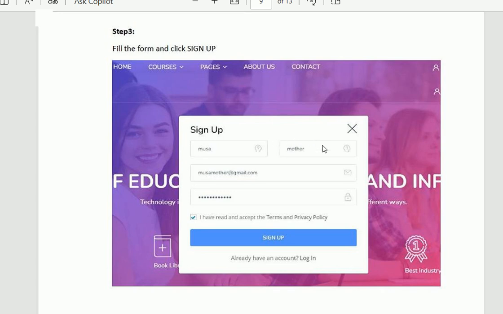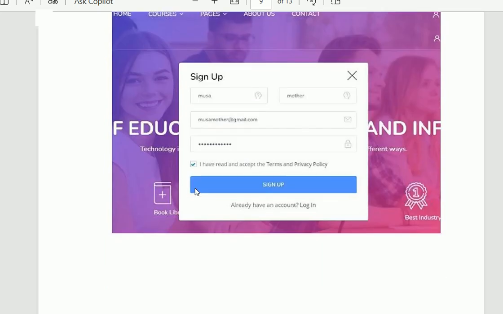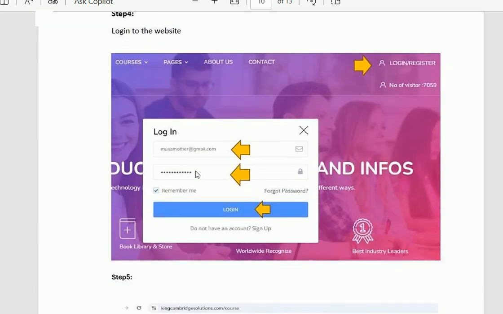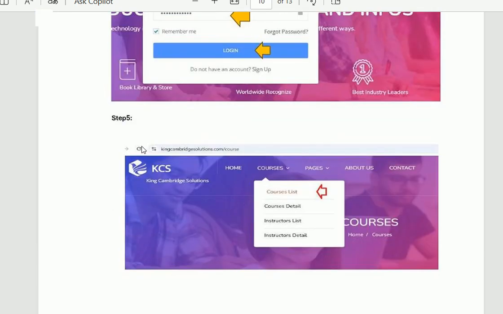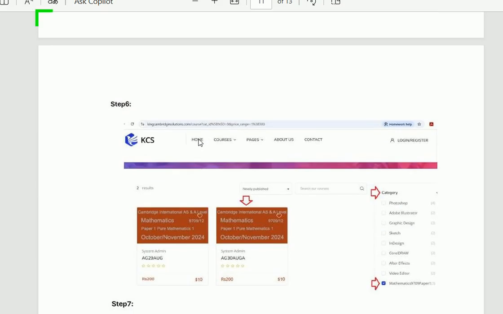Provide your user name, email, password, and click sign up. When you click sign up, you will automatically log into the website to purchase the courses. Or you can also manually log into the website. When you log in, you will find this interface. Then go to the courses and click the courses link. You will find all the courses on the website.